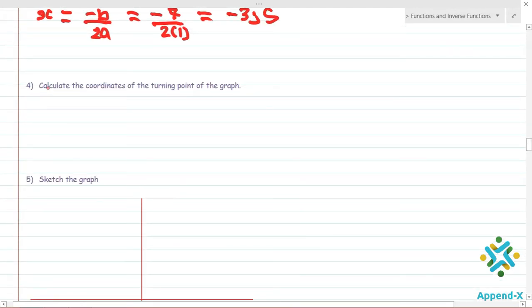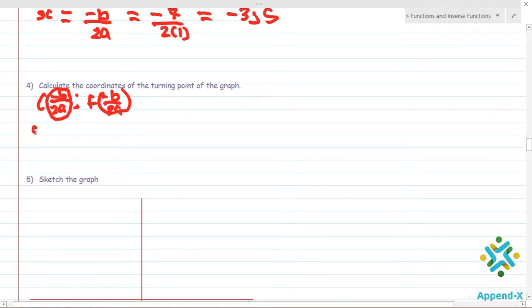Now the next step is to calculate the coordinates of the turning point of the graph. The turning point is given by negative b over 2a as the x coordinate, and f of negative b over 2a as the y coordinate. This is the equation of the axis of symmetry, and we substitute it back into the equation to get the y coordinate.